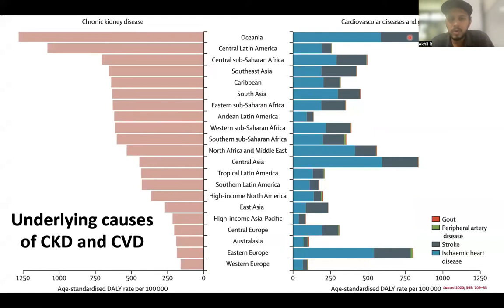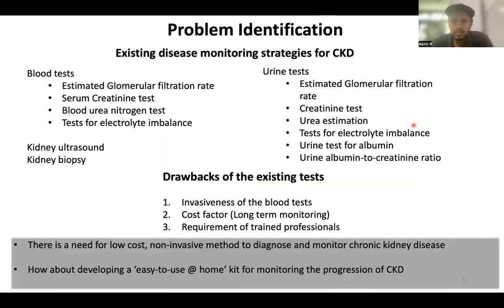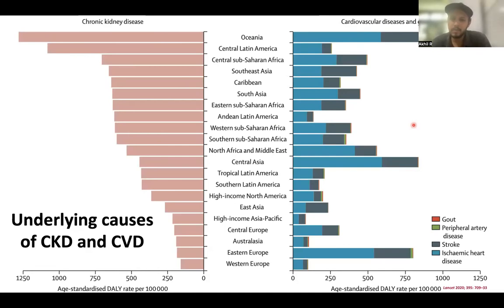And if we see the correlation between both the diseases, gout, peripheral artery disease, stroke, and ischemic heart disease, these four diseases majorly contribute to an increase in cardiovascular disease as well as chronic kidney disease. So since we have observed a correlation between these two diseases, we thought of concentrating on one disease at a time and then focus on the next.